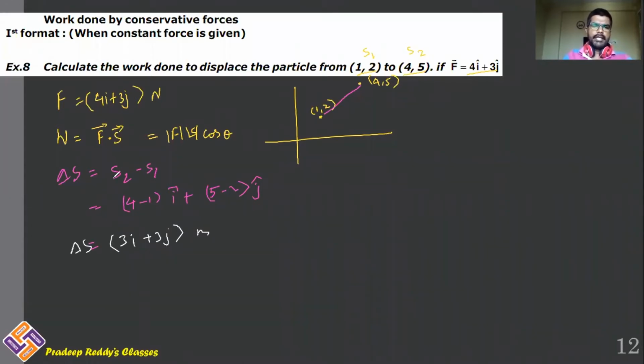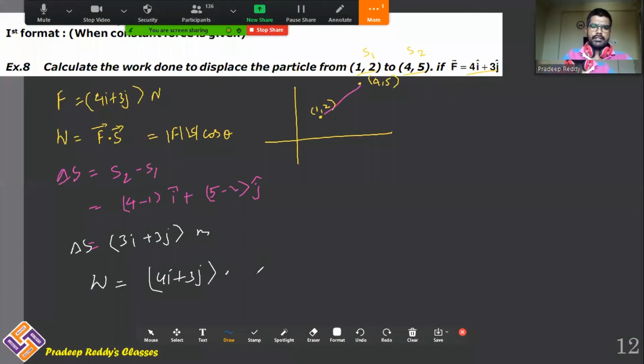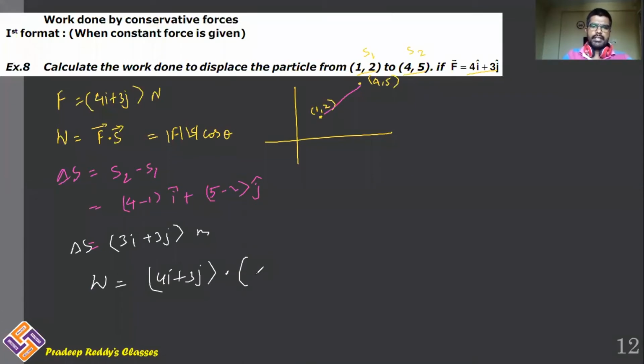After calculating displacement, you just take the dot product of these two. It is 4i plus 3j dot 3i plus 3j. This gives you 12 plus 9: 4 times 3 is 12 and 3 times 3 is 9. So 12 plus 9 is 21 joule. So the work done by the constant force is equal to 21 joule.